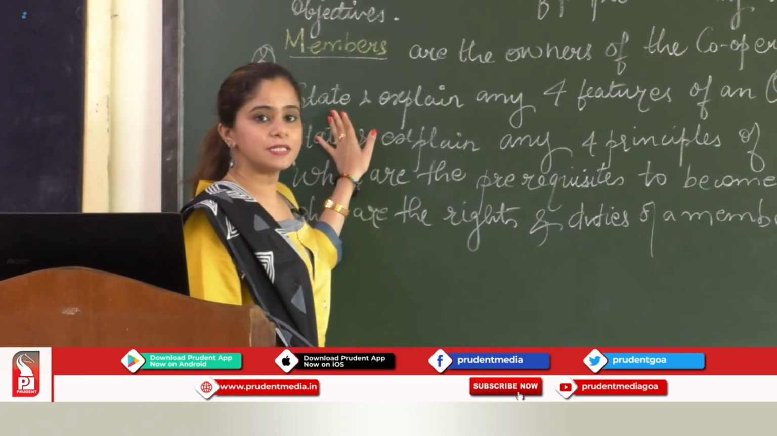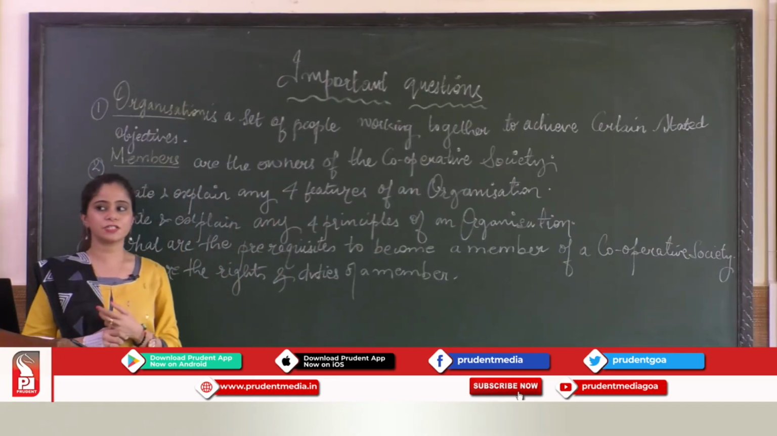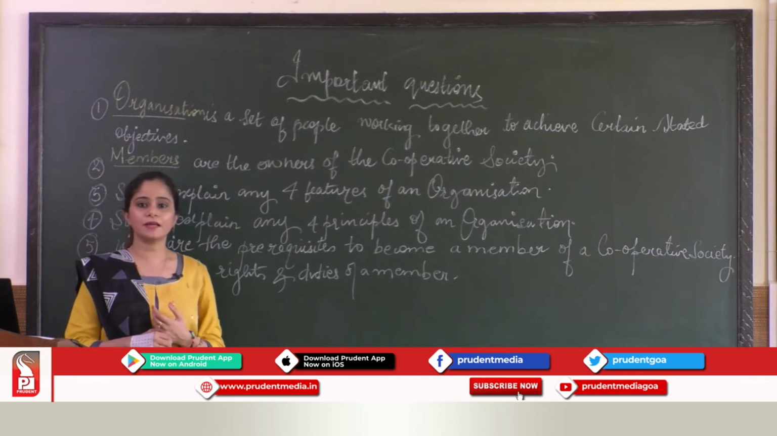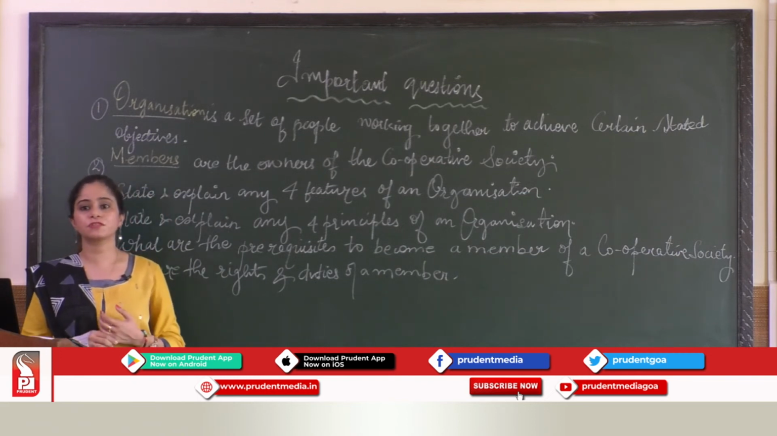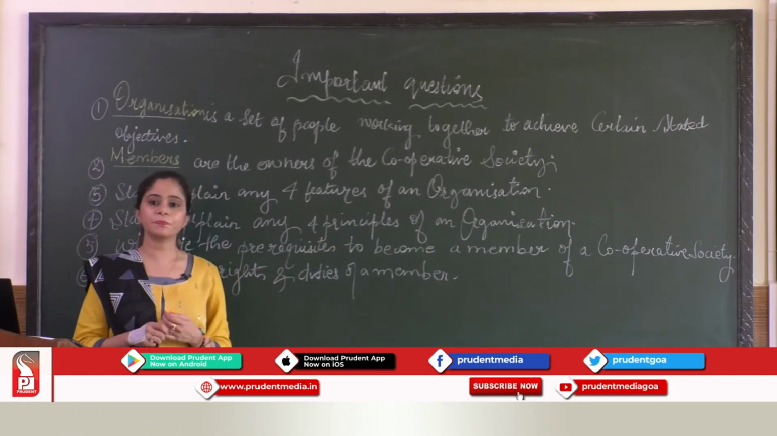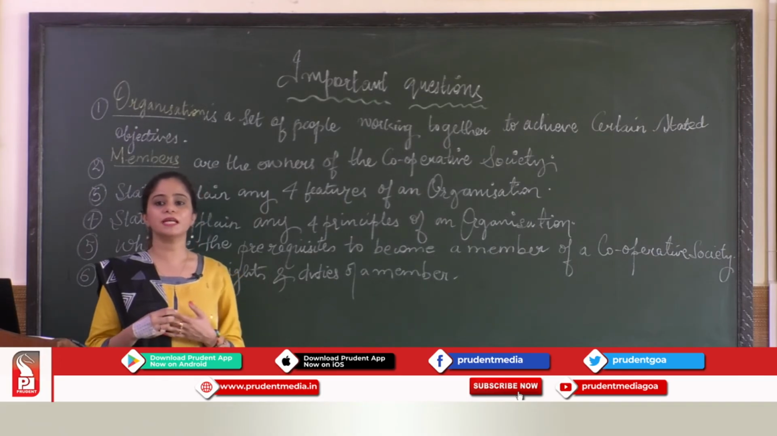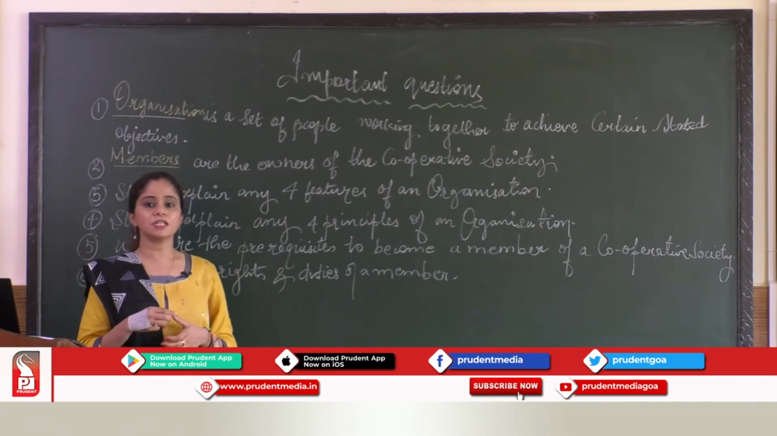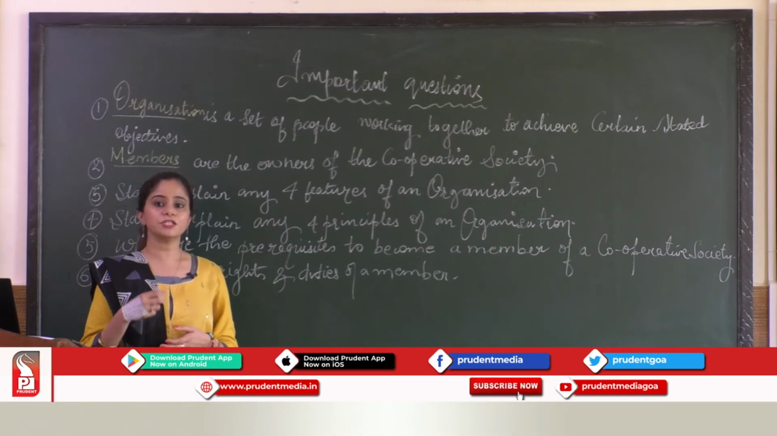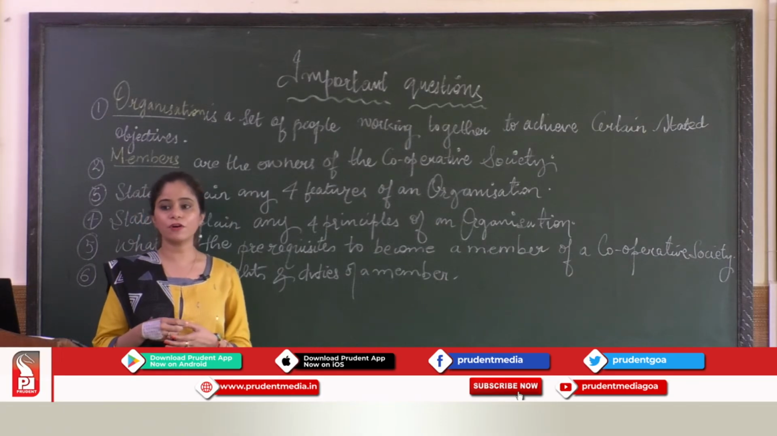The next question is, state and explain any 4 features of an organization. Here you need to state as well as explain the 4 features of organization. That is, you can explain division of labor, coordination, equity, authority and responsibility structure, and achievement of objectives. You need to state and explain the answer, which can come for 4 marks.